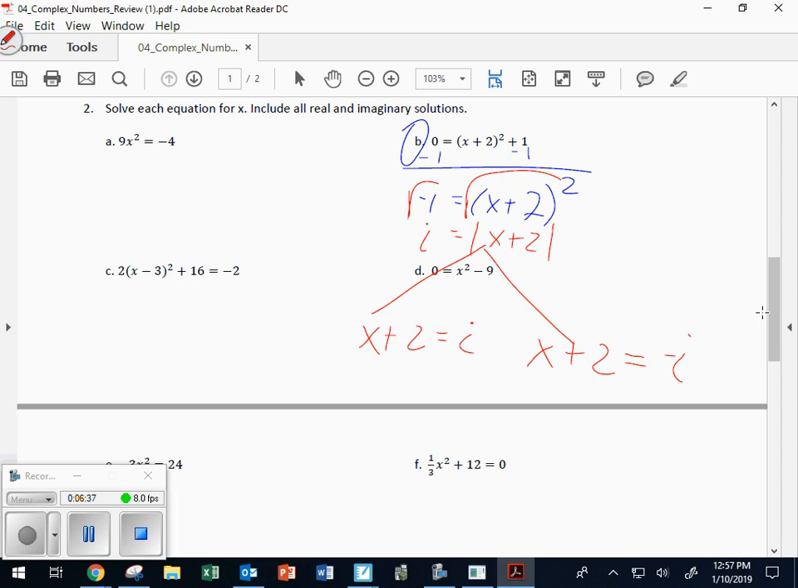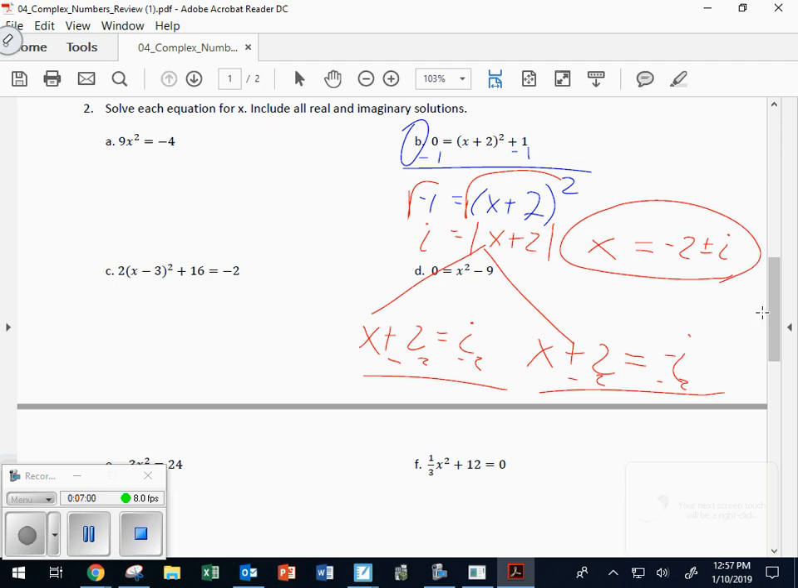I like to put it all together then and say x equals, and it's plus and minus I, and it's a negative 2. So I'd say negative 2 and a plus and minus I. That's a nice clean way to put it all together. All right, remember me saying if you can factor it, you should?